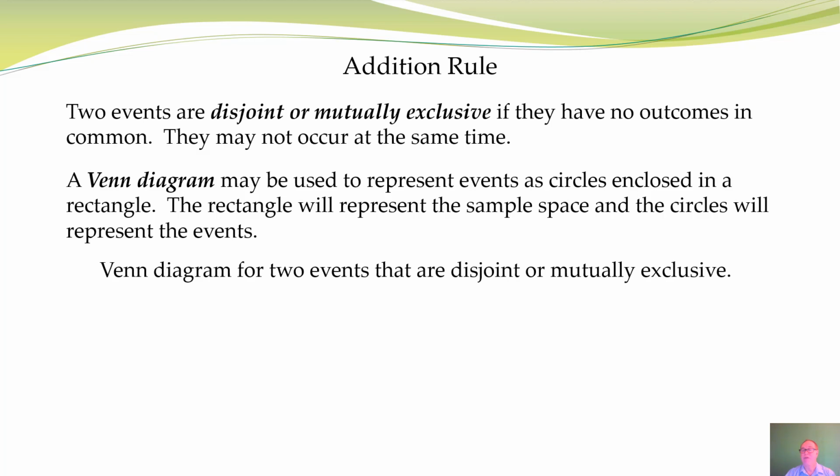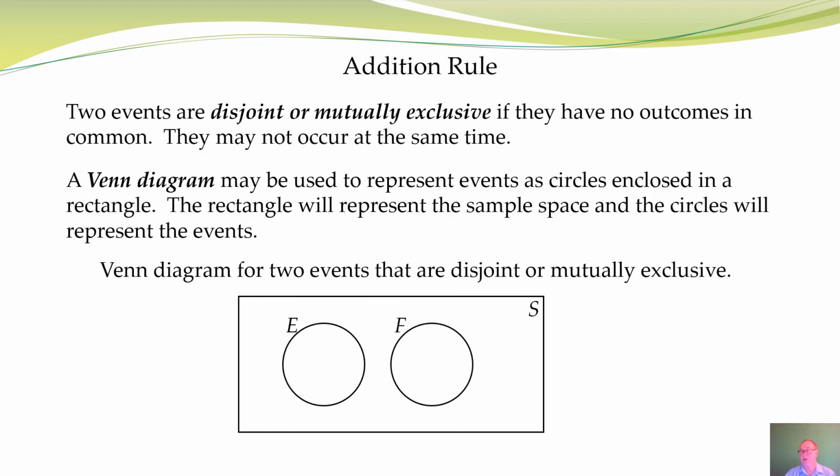Venn diagram for two events that are disjoint or mutually exclusive. It would be a rectangle with two circles that do not overlap each other because they are disjoint. They have nothing in common.